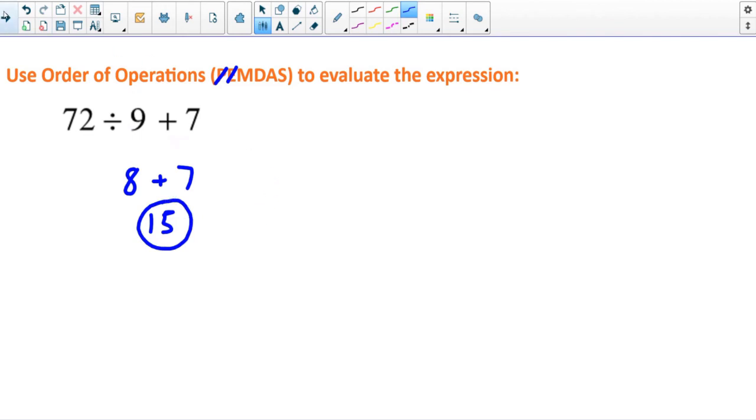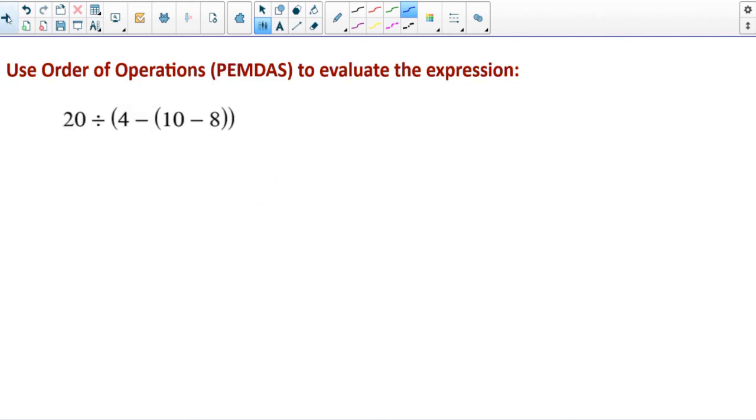All right, let's do one last example. This one is a little bit harder. Same thing, use order of operations, use PEMDAS to evaluate the expression. So for P, for parentheses, you notice you have two sets of parentheses here, and you need to work from the inside out. These are nested inside of the other parentheses, so I need to get rid of these first, which means first I'm doing 10 minus 8 to get 2, and then just bring down all the rest.